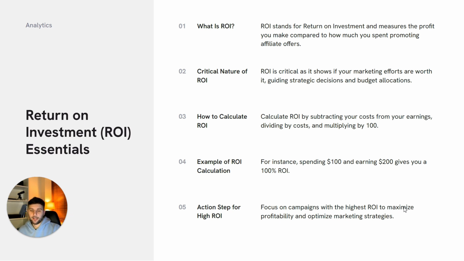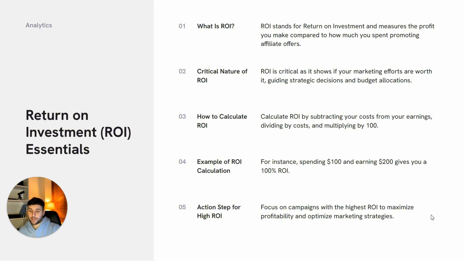Now, how do you calculate it, right? You calculate ROI by subtracting your costs from your earnings, dividing by costs, and multiplying by 100. So, for example, if you spend $100 on ads and you earn $200, it gives you 100% ROI.